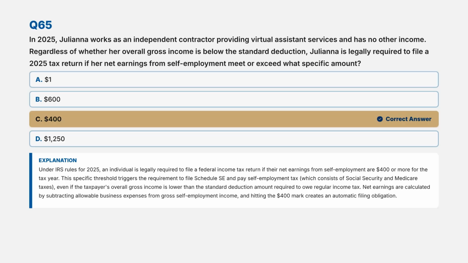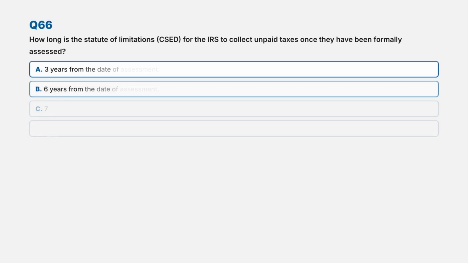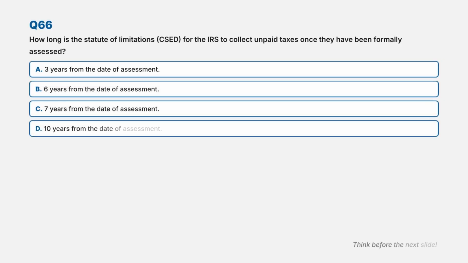Great. Let's continue to question 66. Question 66. How long is the statute of limitations, CSED, for the IRS to collect unpaid taxes once they have been formally assessed? A. 3 years from the date of assessment. B. 6 years from the date of assessment. C. 7 years from the date of assessment. D. 10 years from the date of assessment.